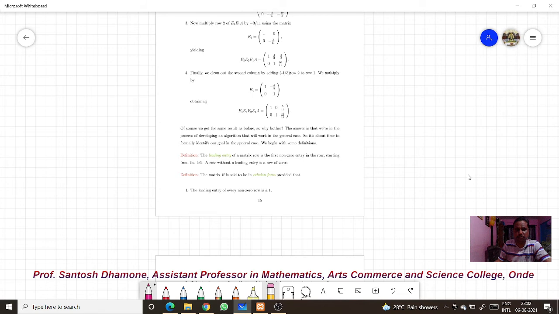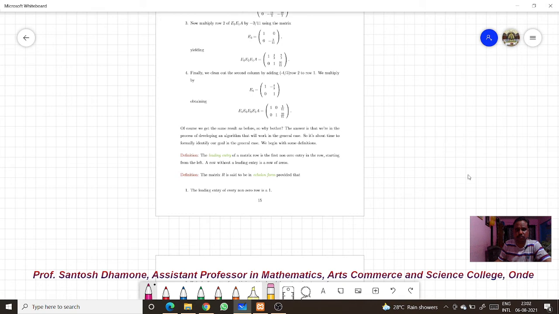And B, the second condition is each leading entry is the only non-zero entry in its column. Here we study the column also. The reduced echelon form of a matrix is also called the Gauss-Jordan form.